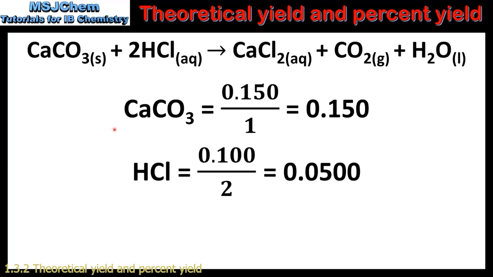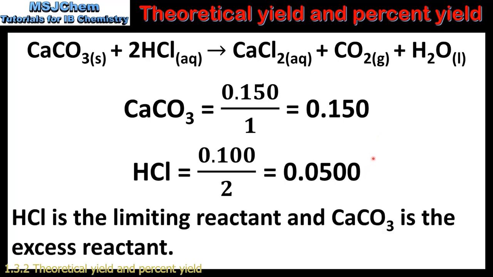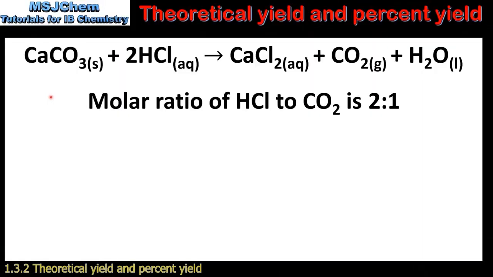To do this, we divide the amount in moles by the coefficient in the balanced equation, and this gives us 0.150 for the calcium carbonate and 0.05 for the HCl. So the hydrochloric acid is the limiting reactant and the calcium carbonate is the excess reactant. Next, we'll calculate the theoretical yield of carbon dioxide.